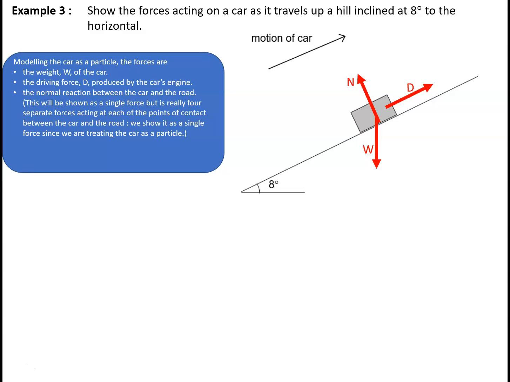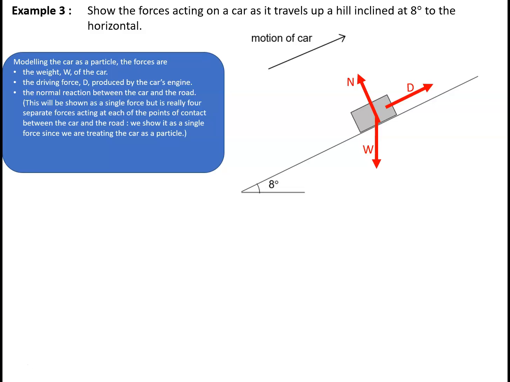Now, in actual fact, of course, the car is touching the plane at 4 points, which are the tyres. So there are in fact 4 different normal reactions in real life. But since we are modelling the car by a particle, we just draw one normal reaction in, which is the sum of the 4 different normal reactions.